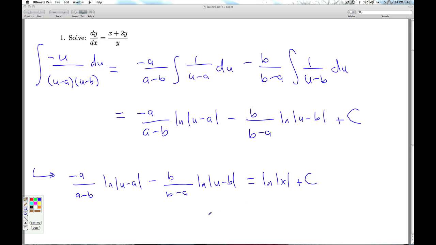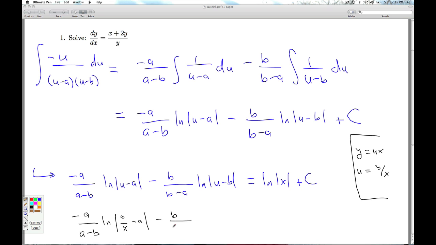Okay, so now we just have a bunch of back substitution to do. The first back substitution is we'll get things in terms of x's and y's again. So y is u times x. That means u equals y over x. So this is negative a over a minus b, natural log absolute value y over x minus a, minus b over b minus a, natural log absolute value y over x minus b, plus natural log absolute value x plus c. These y's don't look too good. Let's put those y's in a little bit better.